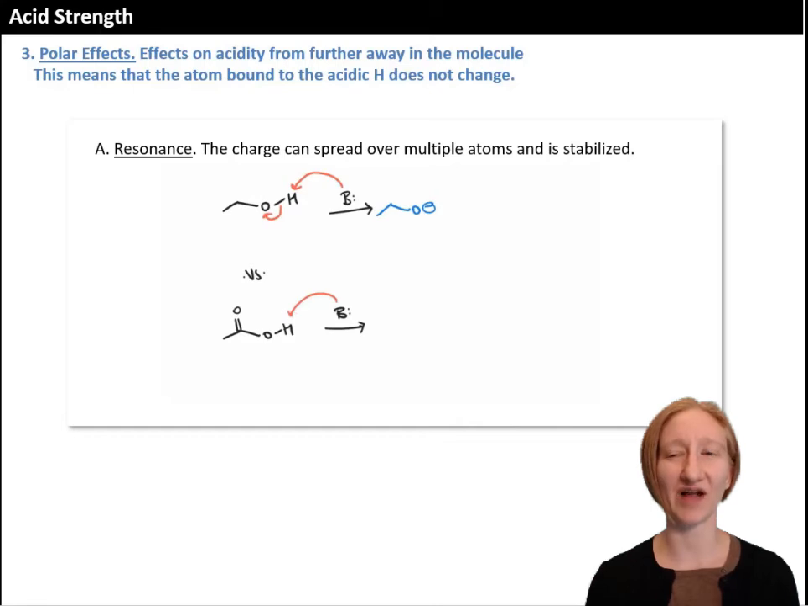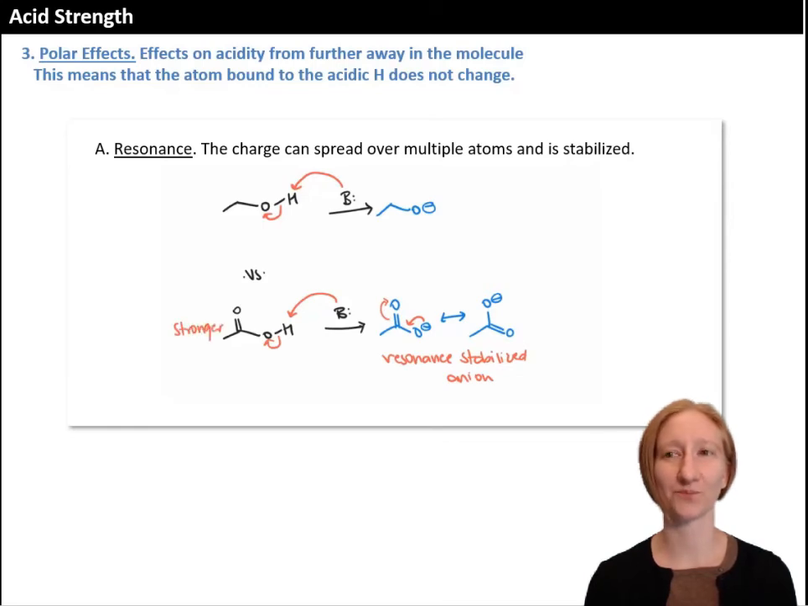Okay, here we can compare ethanol with acetic acid. We draw the conjugate base that would result from proton loss and then compare those two conjugate bases. And what we find is that in the case of acetate, we have resonance that involves that negative charge. And that resonance stabilizes the negative charge. And so acetic acid is more prone to lose its proton than ethanol because the resulting negative charge is stabilized by resonance. This makes acetic acid a stronger acid than ethanol.